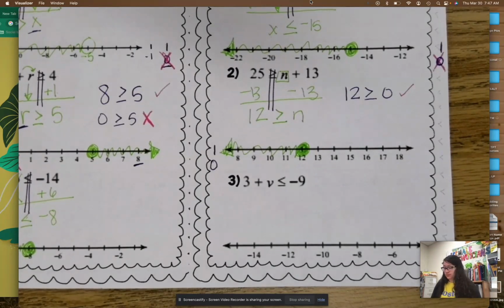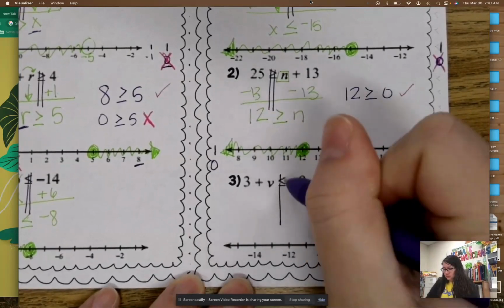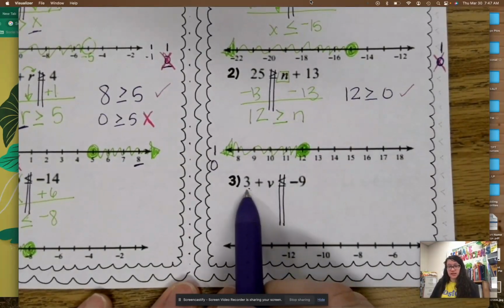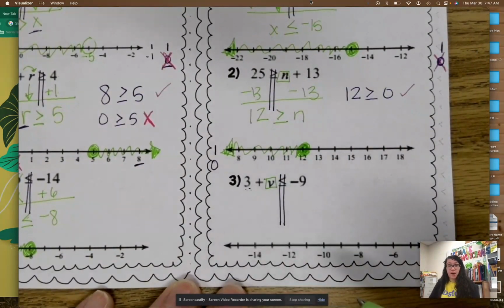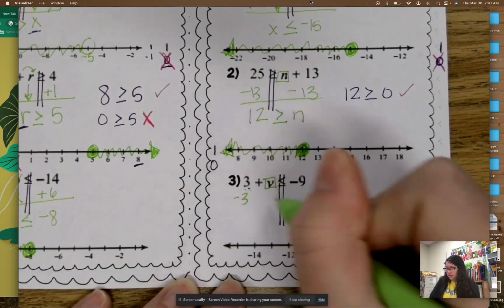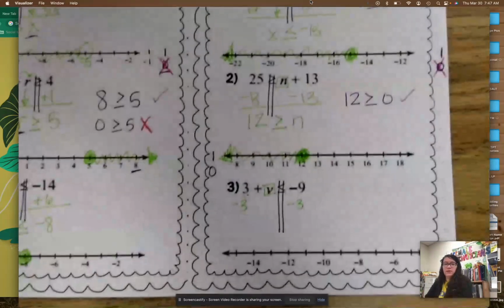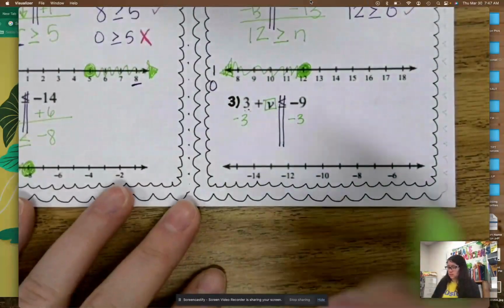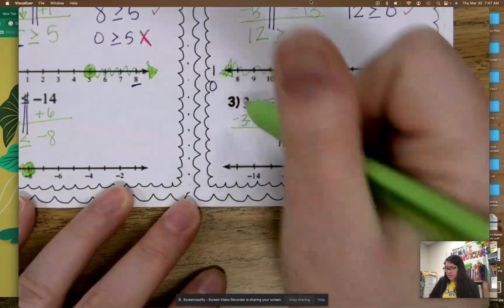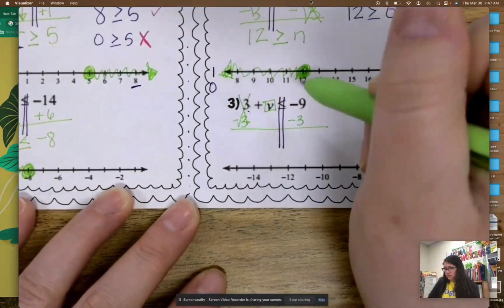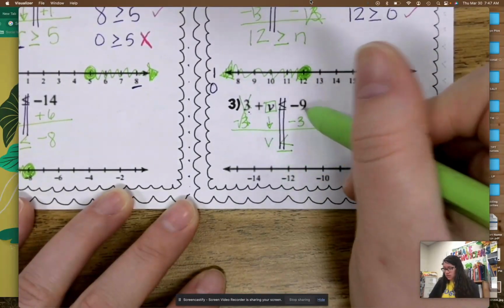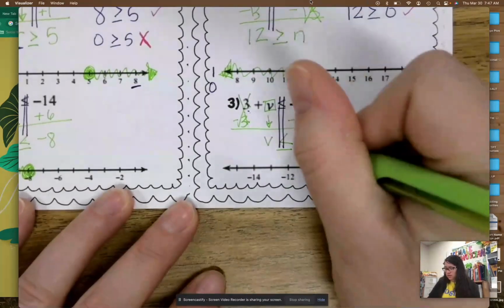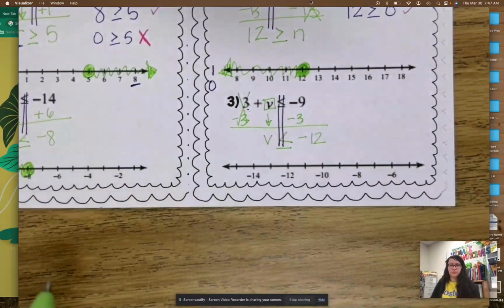All right. Hopefully it's done. I need to get rid of my 3. It's on the same side as my variable. Always want to get my variable by itself, so I need to get rid of that positive 3. How do we get rid of a positive 3? Subtract 3, or negative 3 on both sides. Those 3's are opposite. They cancel each other out. Bring down your v is less than or equal to negative 9 minus 3, which is going to give me a negative 12.